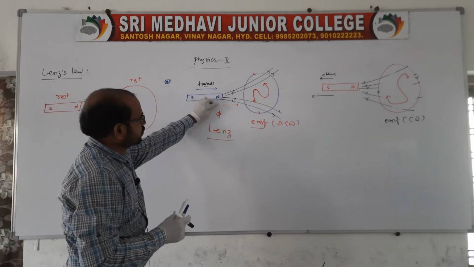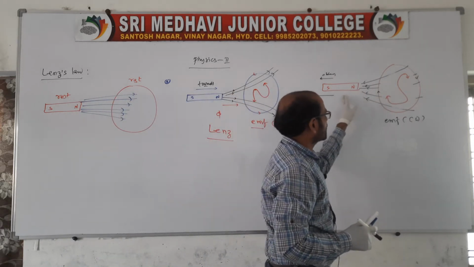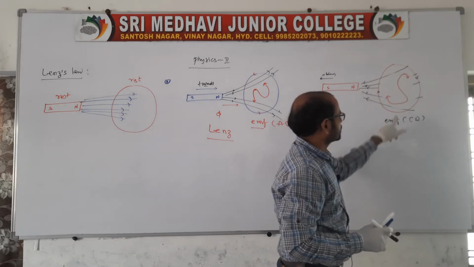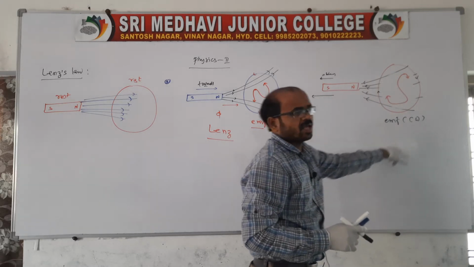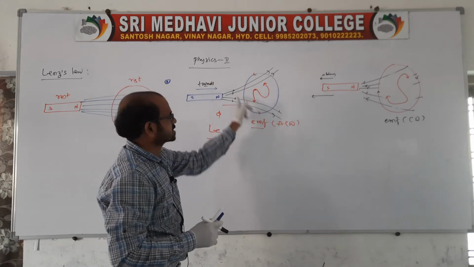So when the north pole is moving towards and when it is moving away: in case of moving away, this coil behaves like a south, so the EMF is clockwise. And when the magnet is moving towards, the coil behaves like a north, therefore in this case it is anti-clockwise.